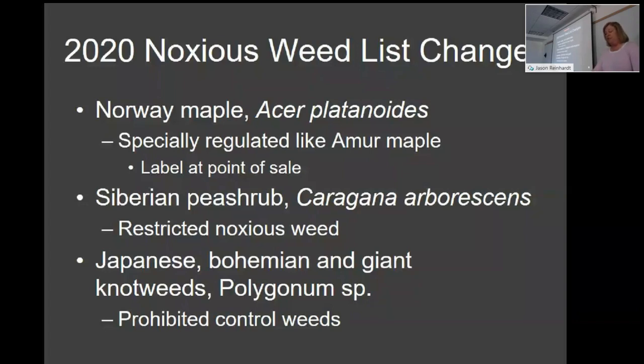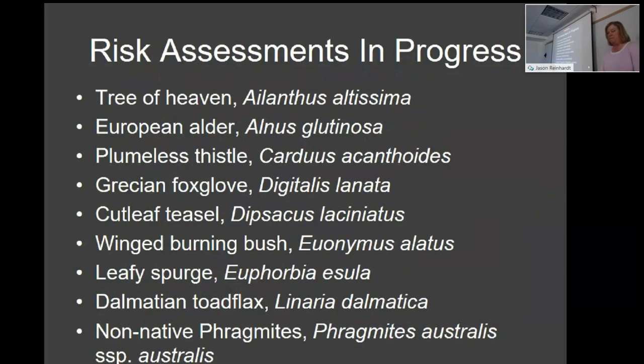Japanese, Bohemian, and giant knotweeds will move from specially regulated. Their current regulation is a label at the point of sale saying do not plant in riparian areas. These plants are so damaging that they are being moved to the prohibited control list.